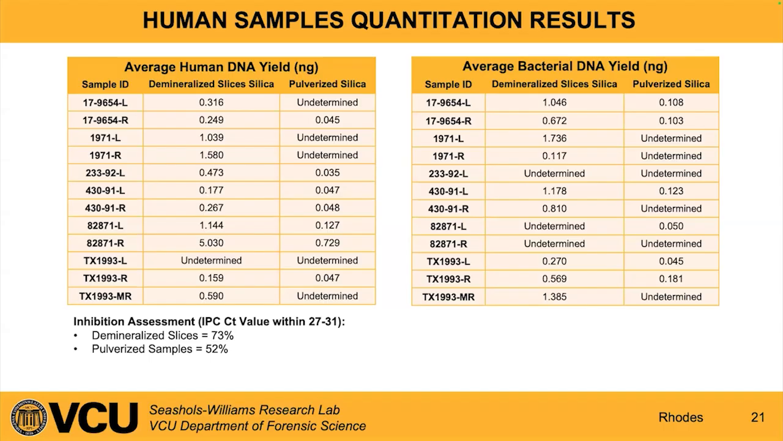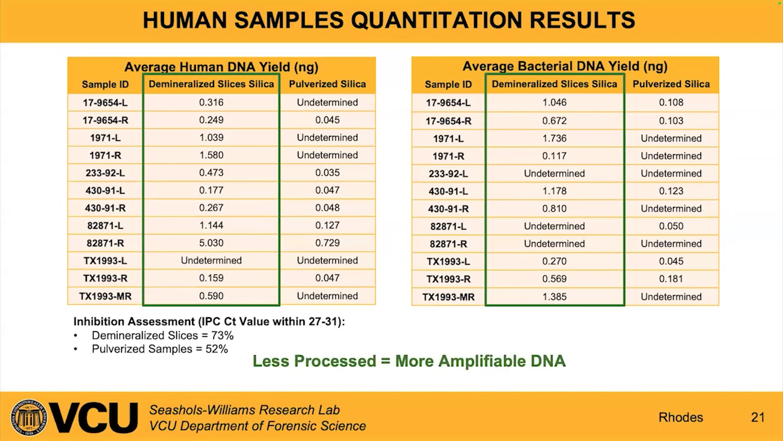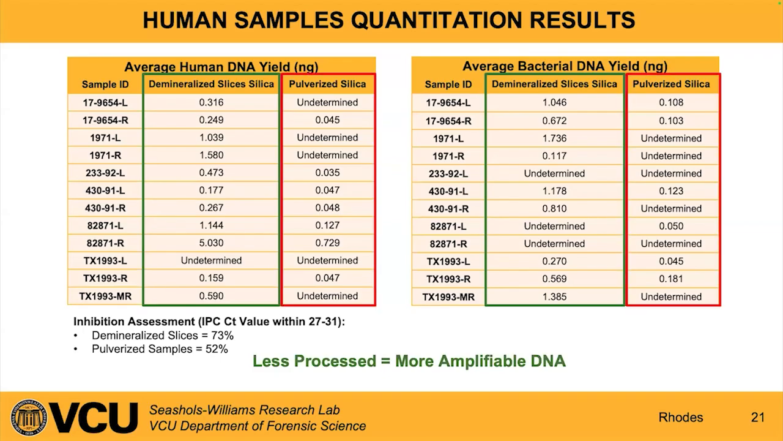I'd also like to note that the average degradation index for the pulverized samples could not be calculated due to failed large autosomal amplification. On the right, we have our average bacterial DNA yields for both of the treatment groups, and as you can see, when we have a sample that is less processed, we're getting more amplifiable DNA with these quant values. And then it's very contrasted when you look at the pulverized treatment group in comparison to the slices, where a lot of the samples in their triplicates were undetermined with their CT values.